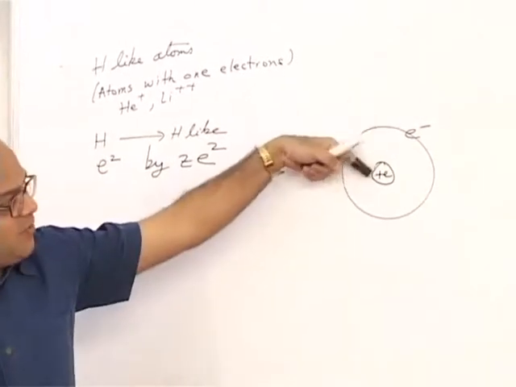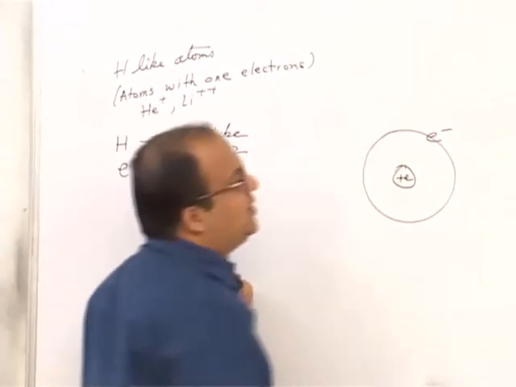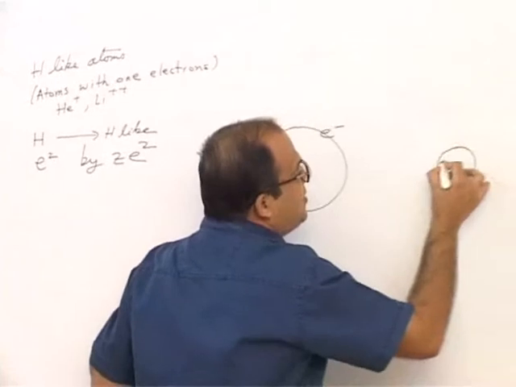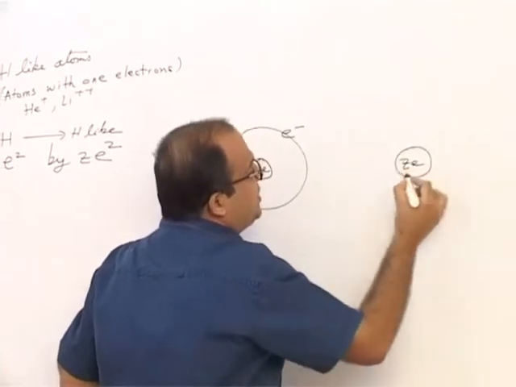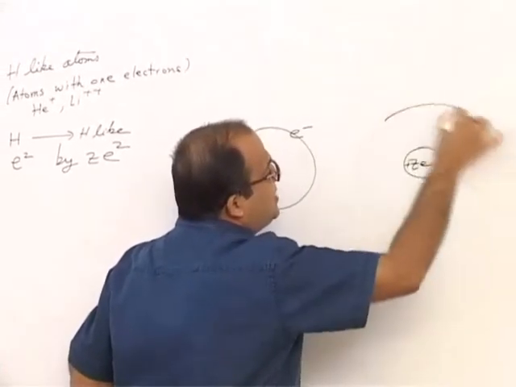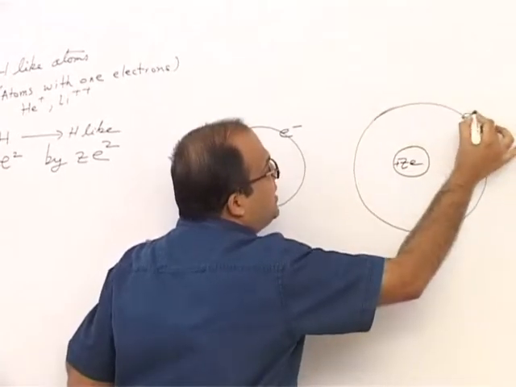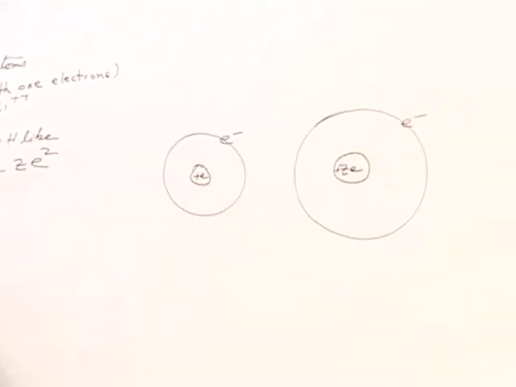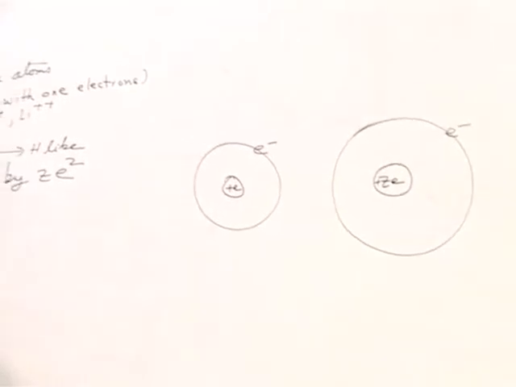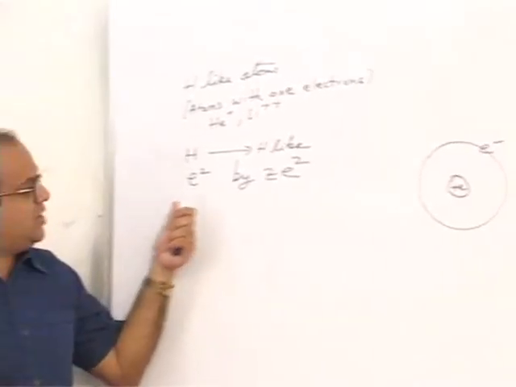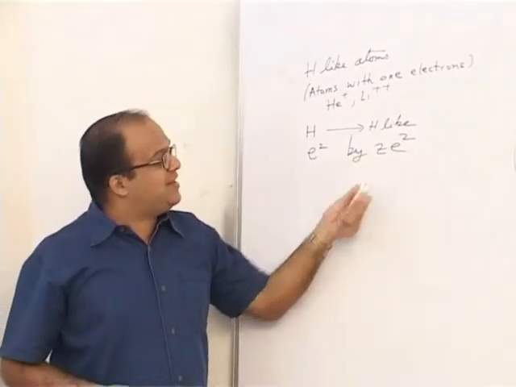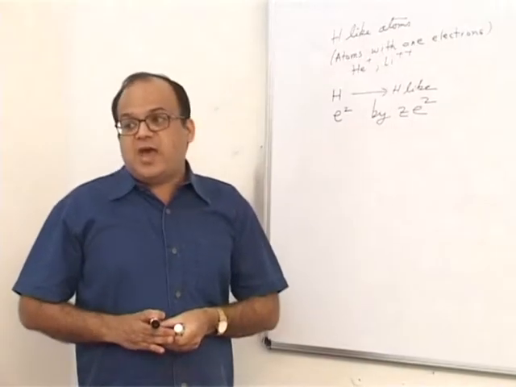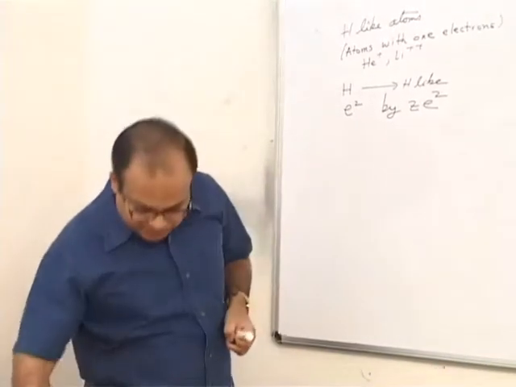In every formula for hydrogen, if you replace e square by Ze square, you will get the formula for hydrogen-like atoms. Because for hydrogen, you have only a plus e charge in the nucleus, with an electron moving around it, so the force is proportional to e square. In a hydrogen-like atom, you have plus Ze charge inside the nucleus and one electron outside. So force is proportional to Ze square.